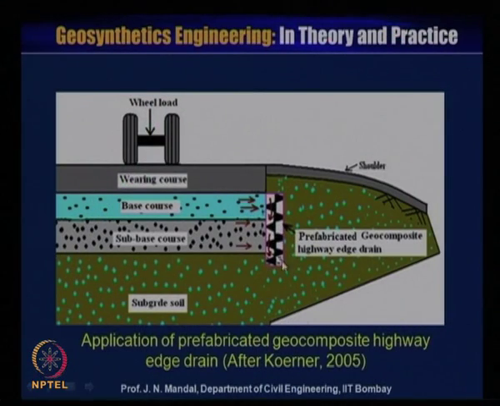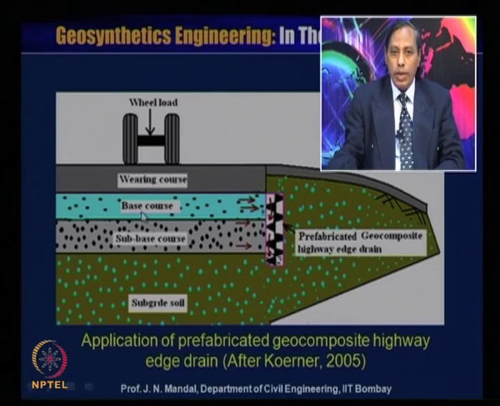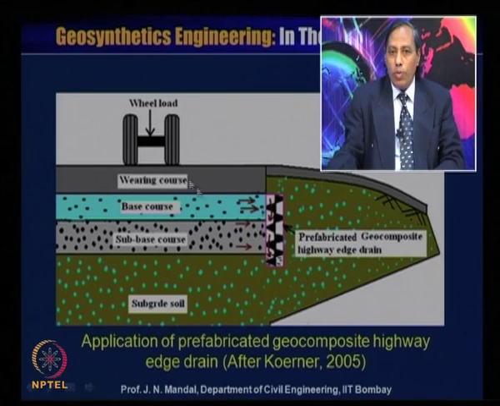So here you can see the application of a prefabricated geocomposite highway edge drain. This is after Koerner 2005. This is a prefabricated geocomposite highway edge drain. Here is the subgrade soil, here is the sub-base course, here is the base course, here is the wearing course, and here is the shoulder. So, here is the wheel load. Whatever water there is can percolate through this geocomposite material and then it goes down.